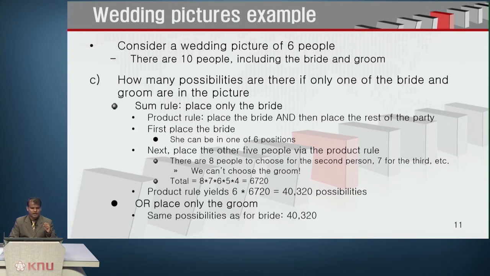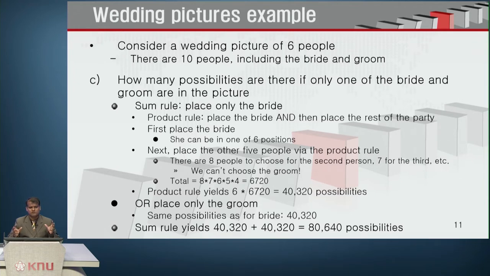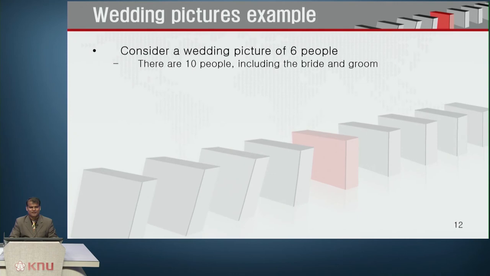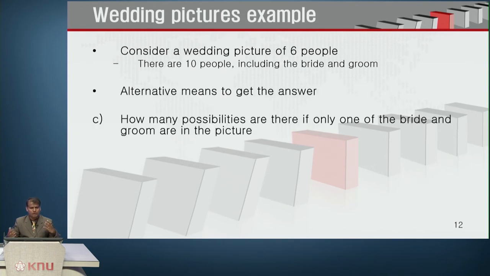Or only the groom, again the same possibilities. So now we are talking about different perspectives and different combinations of yielding the results. If you just use the sum rule for bride and bridegroom separately, we have calculated the possibilities. Now we can add up. In fact, if you go for an alternate means to get the answer, how many possibilities are there if only one of bride and bridegroom are in the picture?